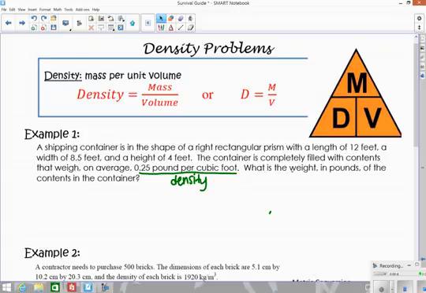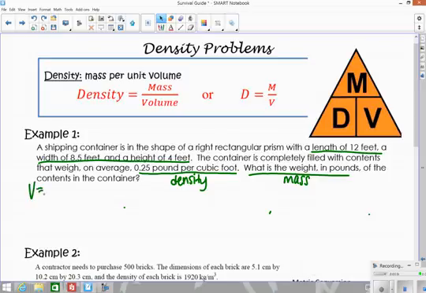We want to find what is the weight in pounds. So that means we're looking to find the mass of the contents in the container. So if I know the density and I want to find the mass and I know the dimensions of this box, that means I can find the volume and I know the density, and then we can use the density formula. So I'm going to go ahead and find the volume first.